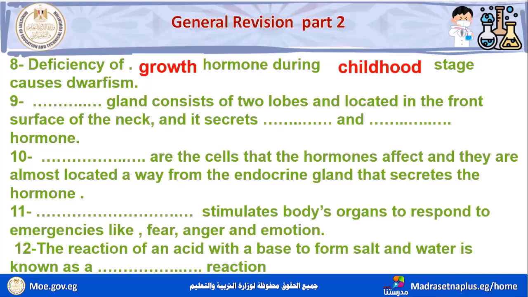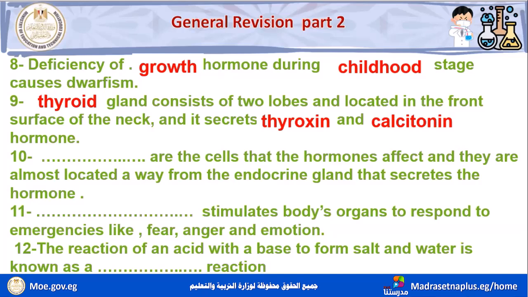Number 9: Thyroid gland consists of two lobes and is located in the front surface of the neck, and it secretes thyroxine and calcitonin hormones.